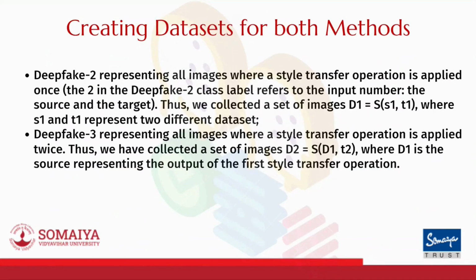Creating datasets for both methods. Deepfake 2 representing all images where a style transfer operation is applied once. The 2 in the Deepfake 2 class label refers to the input number, the source and the target. Thus, we collected a set of images D1 where S1 and T1 represent two different datasets. Deepfake 3 representing all images where a style transfer operation is applied twice. Thus, we have collected a set of images D2 where D1 is the source, representing the output of the first style transfer operation.